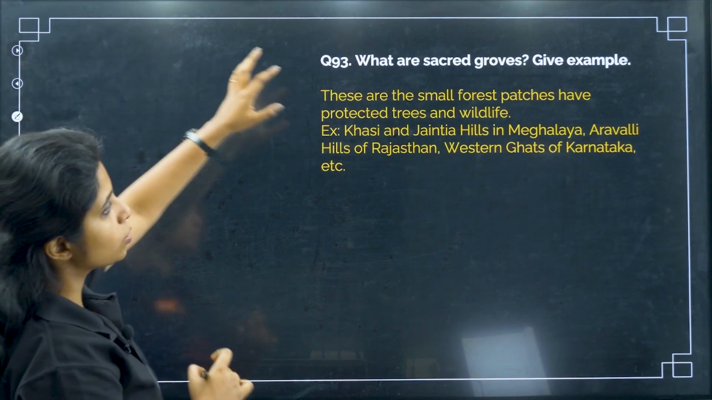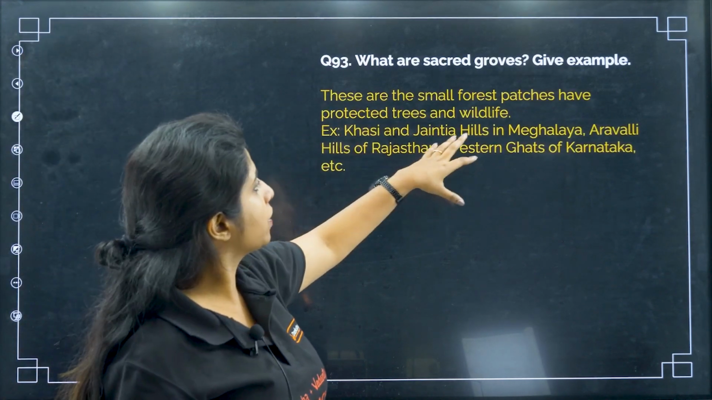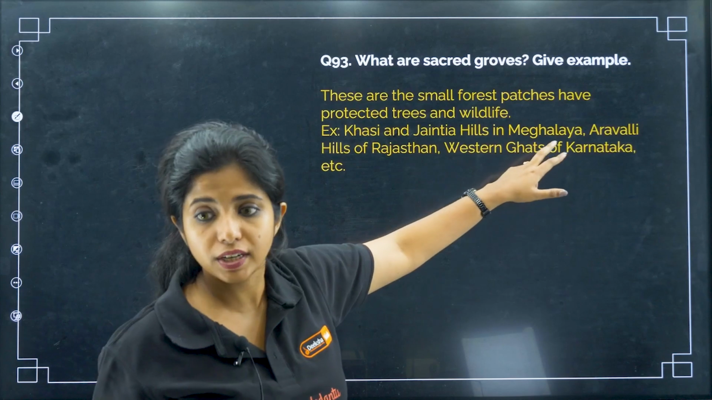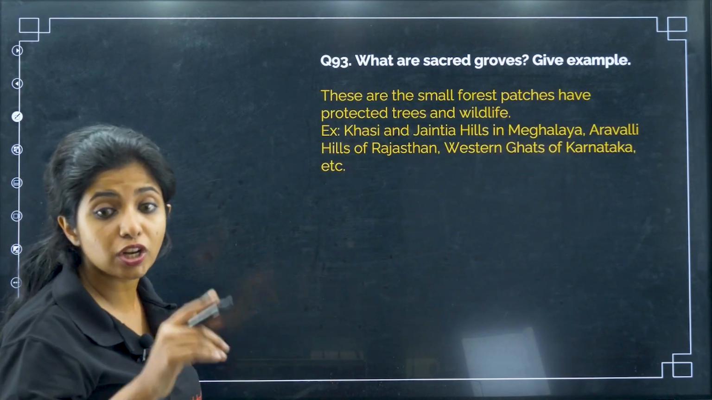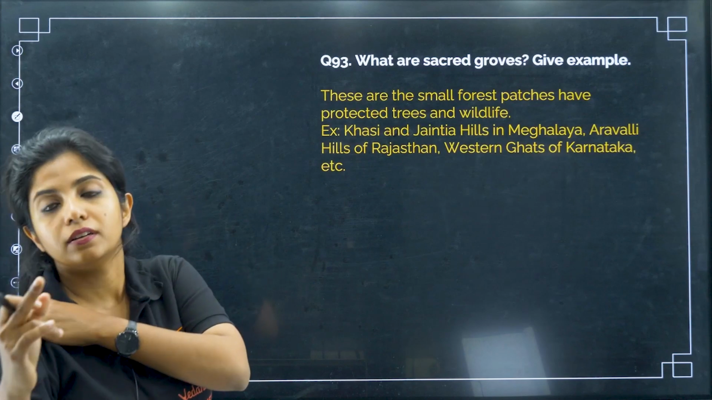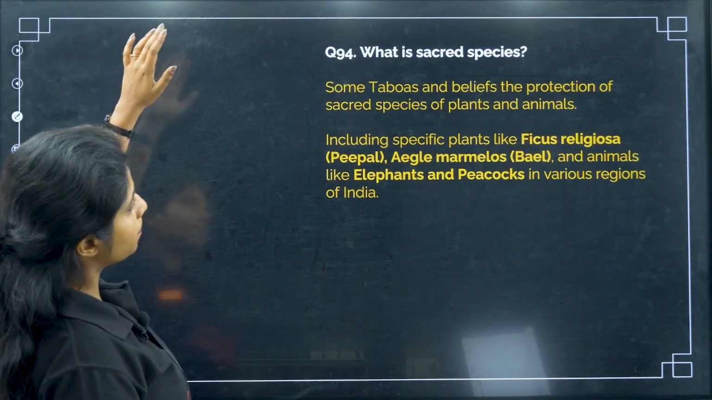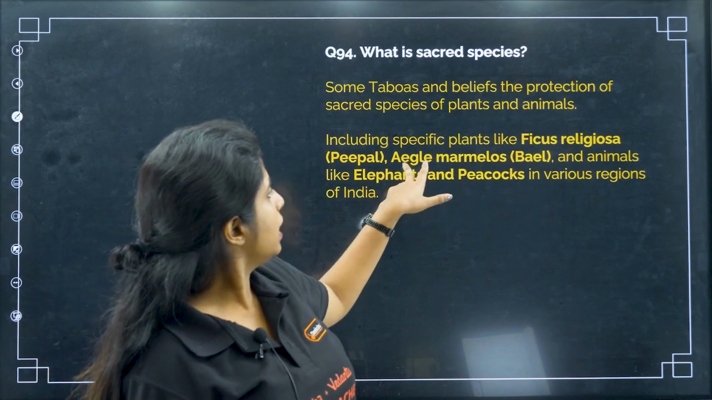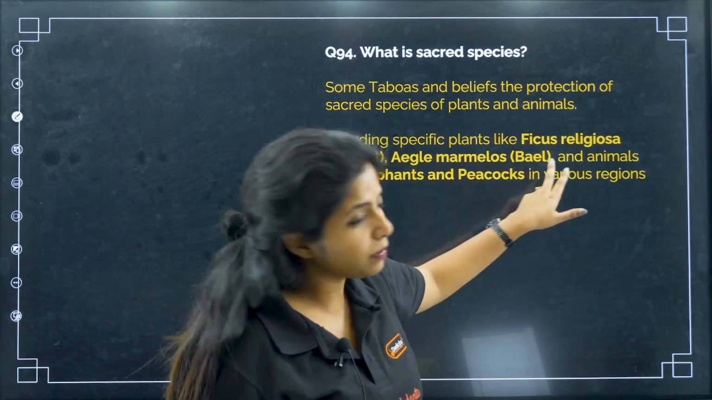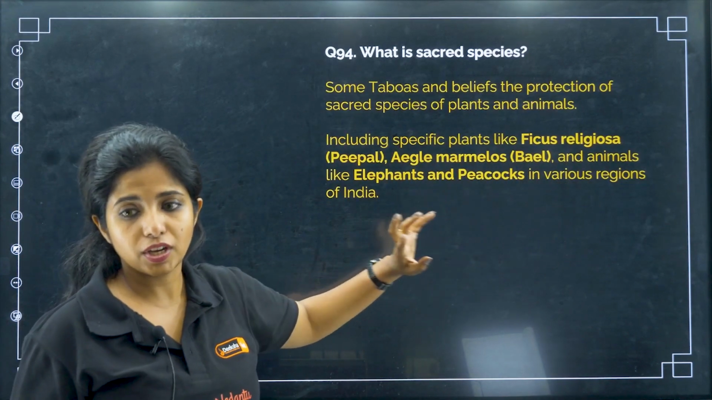What are sacred groves? These are the smallest patches that have protected trees and wildlife. Examples: Khasi and Jaintia hills in Meghalaya, Aravalli hills of Rajasthan, Western Ghats of Karnataka as well, and the Chanda Bastar region of Madhya Pradesh. Very much important, okay? Sacred species: you have Ficus religiosa, that is peepal, Aegle marmelos, that is bael, and animals like elephants and peacocks.